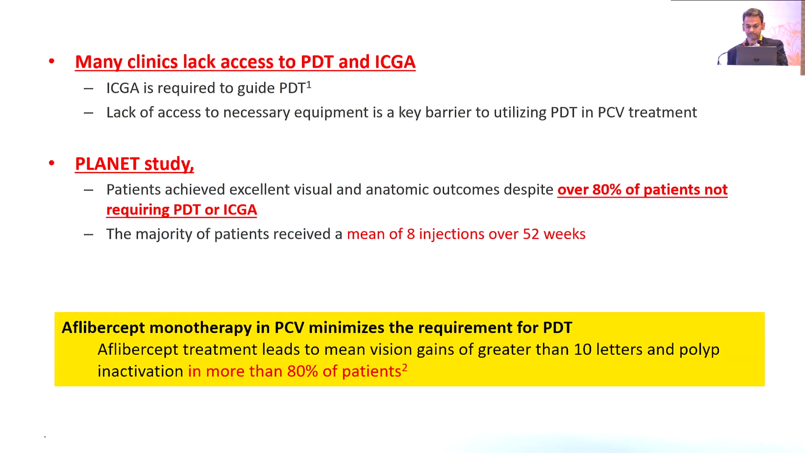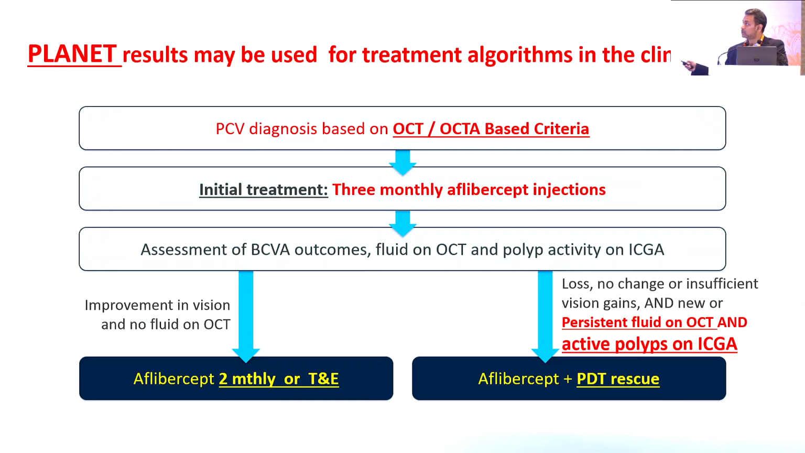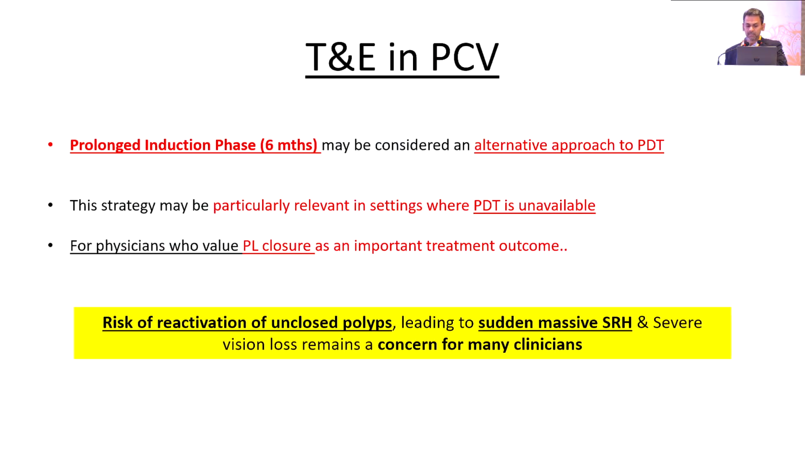Because many clinics lack PDT and ICG for treating PCV, based on OCT and OCTA criteria, monthly injections of one of the newer anti-VEGF agents work better for PCV based on the PLANET study recommendation. Go ahead with anti-VEGF monotherapy after 3 loading doses. If there is persistent fluid, then go for ICG and consider PDT rescue. But with extended loading doses up to 6 months and a treat and extend regimen, even without PDT, there are good polyp closure rates with any of the newer anti-VEGF agents, including faricimab, brolucizumab or aflibercept.